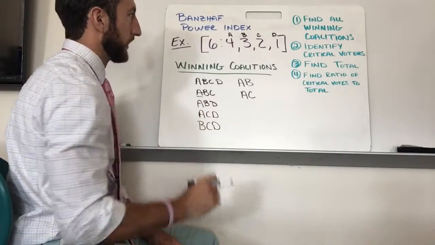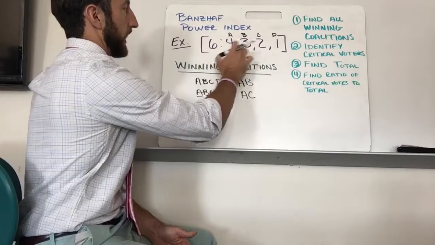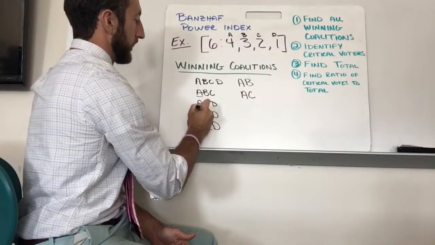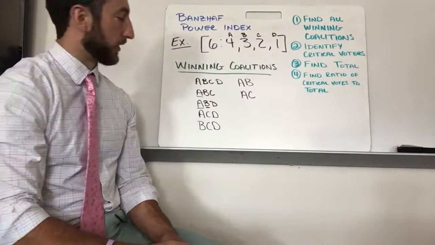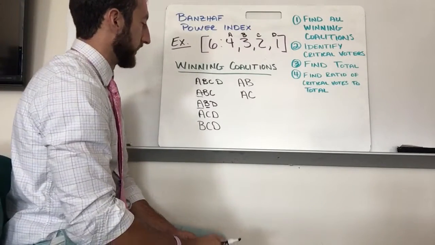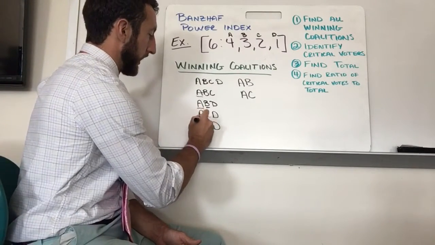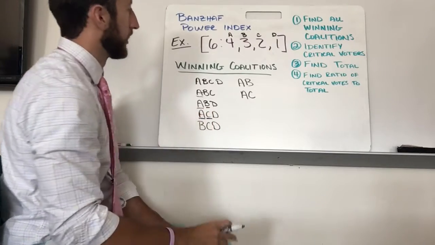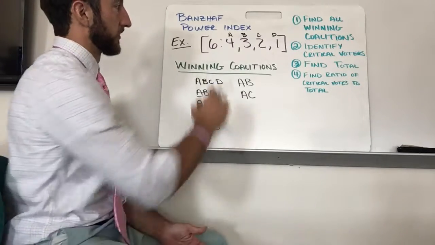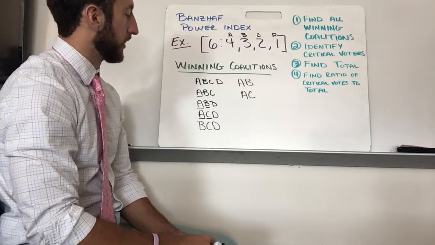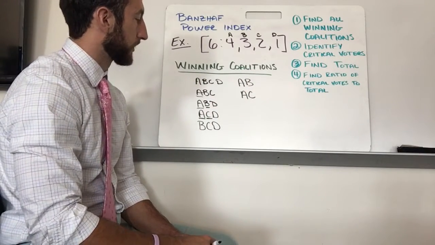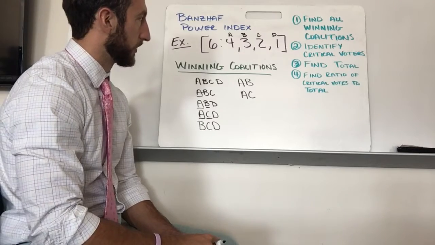Then I look at A, B, D. I'm going to need A. I'm also going to need B, but I'm not going to need D for that one. Same thing with A, C, D. I'm going to need A. I'm going to need C, but I'm not going to need D because A and C could add to be 6, but I don't need D because they're not needed. So A, yep, and C, yeah.